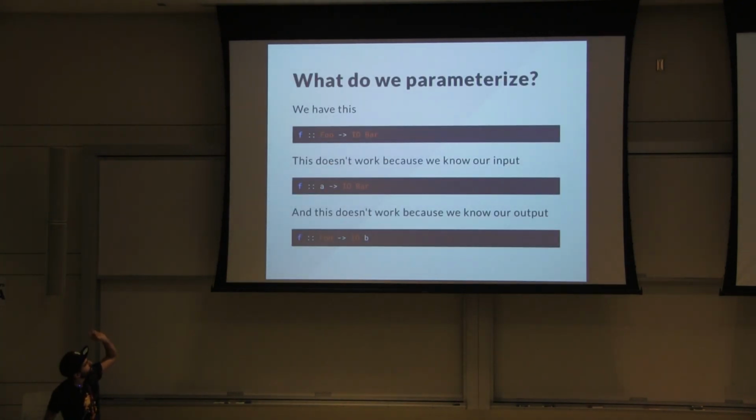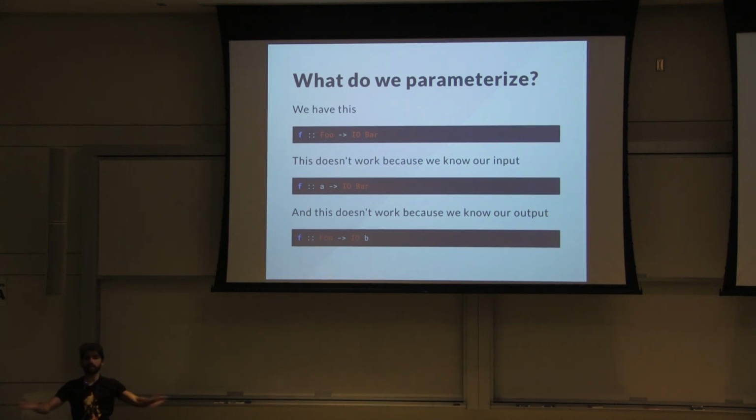We might have the function f at the top, Foo -> IO Bar, but we can't make it the middle one because we definitely need it to accept a Foo, and we can't make it the bottom one because we know we need to yield a Bar. So there's only one real thing here left to parameterize, and this is the monad itself.